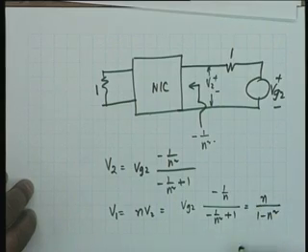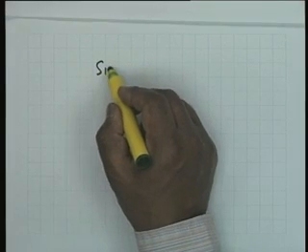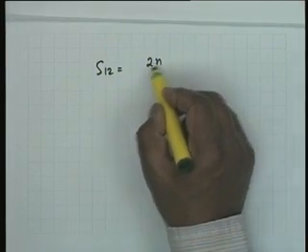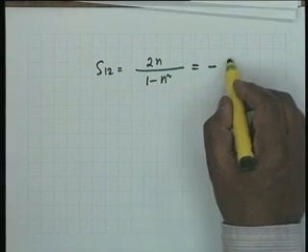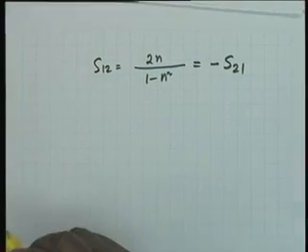Therefore S12 is equal to twice n divided by 1 minus n squared, which is exactly minus S21. This shows the non-reciprocal nature of the device. Okay.